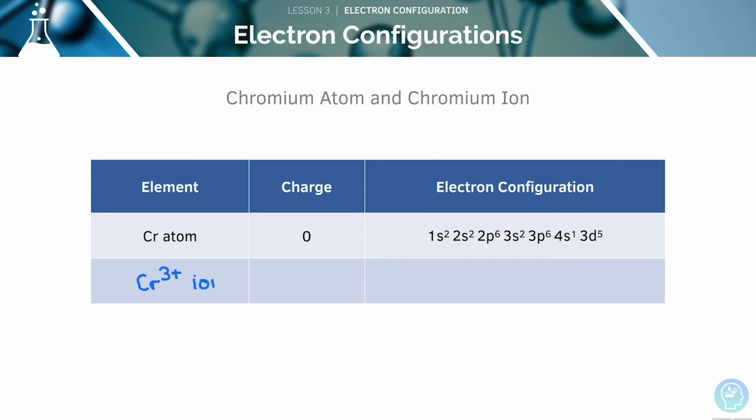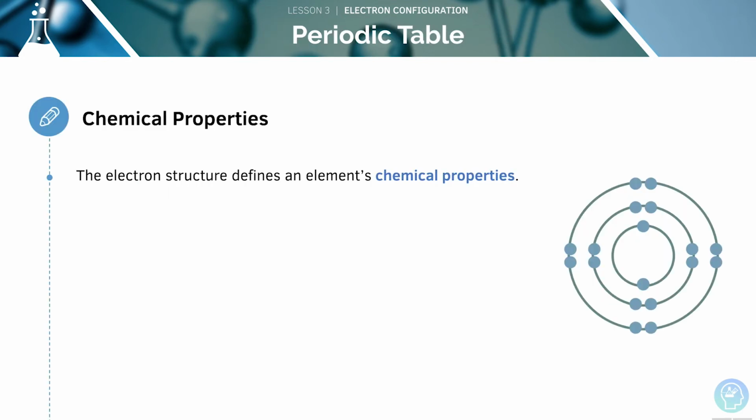We'll now look at the chromium ion. This has a charge of +3. Its electron configuration is 1s2, 2s2, 2p6, 3s2, 3p6, 3d3.